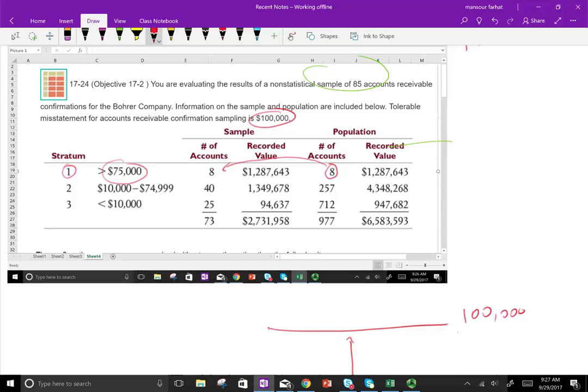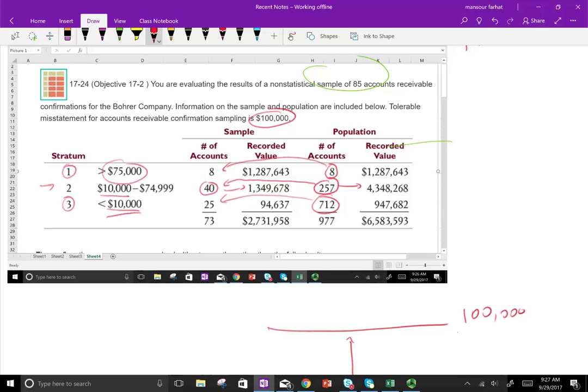Okay. Then the second stratification, the accounts between 10,000 and let's say 75,000, up to 74,999. We have 257 accounts with a dollar amount of 4,348,268. Of these 257 accounts, we selected 40 accounts in the sample, and this is the dollar amount for the sample. And for the third stratification, which is all the accounts less than 10,000, we have a lot of them, 712 accounts. Of these 712, we selected 25 accounts.